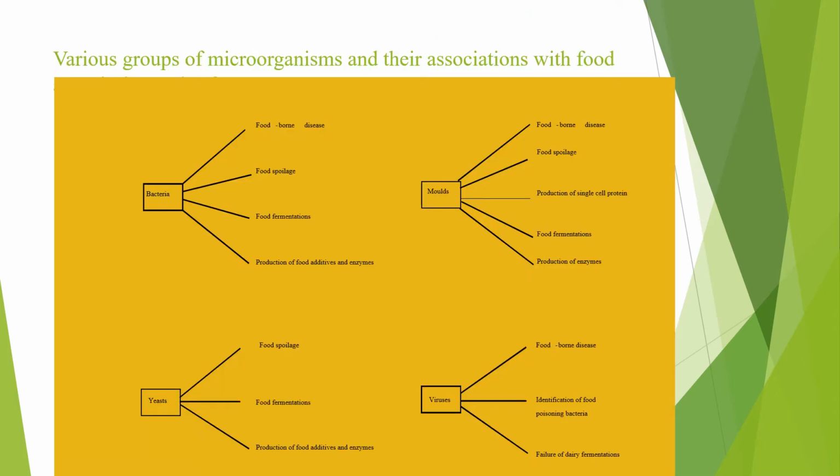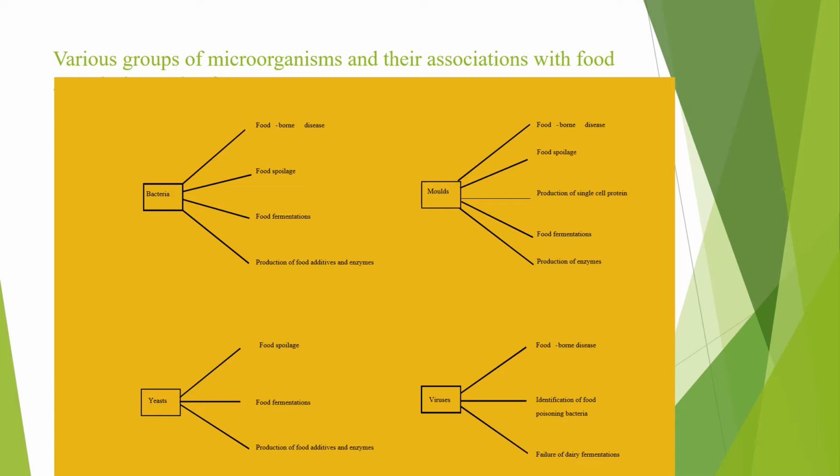Now coming to the various groups of microorganisms and their association with food, we know that all the groups of microorganisms have a role in food. That is, even bacteria, fungi, yeast, and viruses have both advantageous and disadvantageous roles in association with the food. Coming to bacteria, they are the reason behind many foodborne diseases and food spoilage.